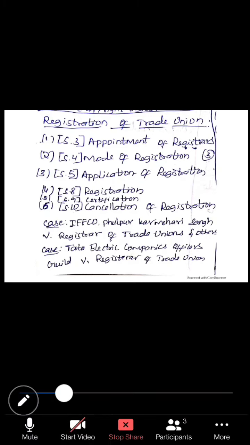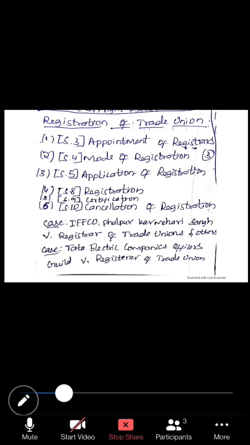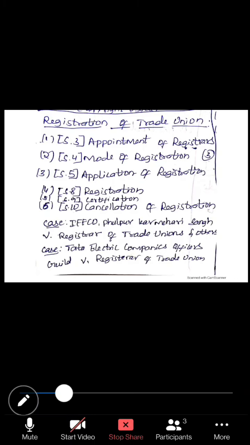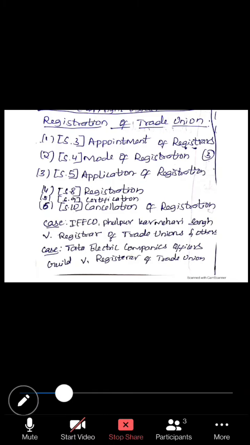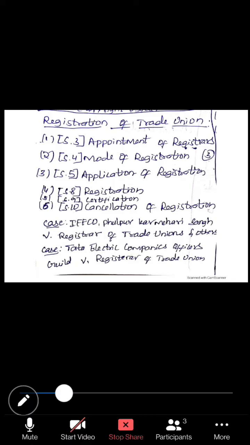So first, Section 3, appointment of registrars. For a trade union to get registered, there should be a registrar. The registrar is the person who will register the trade union. So who is this registrar? Who appoints this registrar? The registrar is appointed by the appropriate government. So what is an appropriate government? If the trade union object is not specified to a state itself, then the appropriate government will be the Centre. But if the trade union object is specified to a state, within the limits of the state, then the appropriate government will be the state.